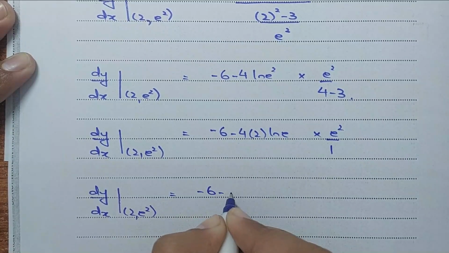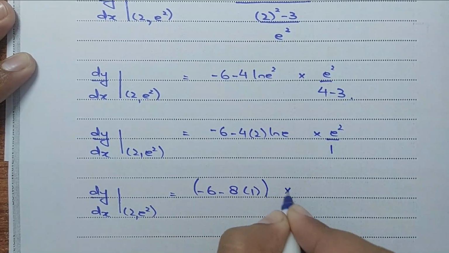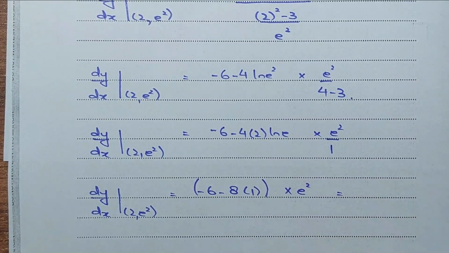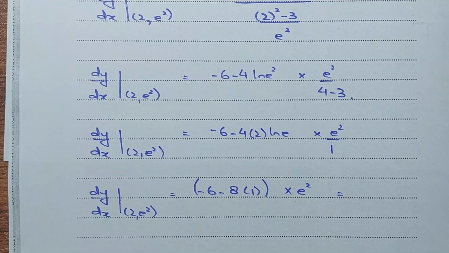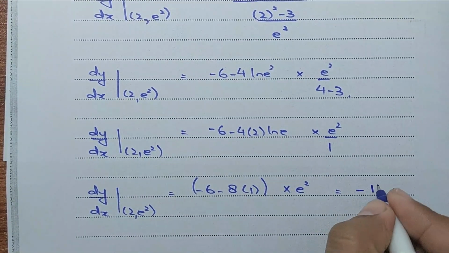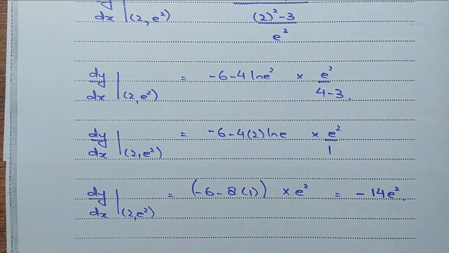Minus 6 minus 4 times 2 is 8. Natural log of e is 1. So this whole thing is multiplying by e squared. So we can say minus 6 and minus 8. This becomes minus 14 e squared. This is negative 14 e squared. This is the gradient. Okay.